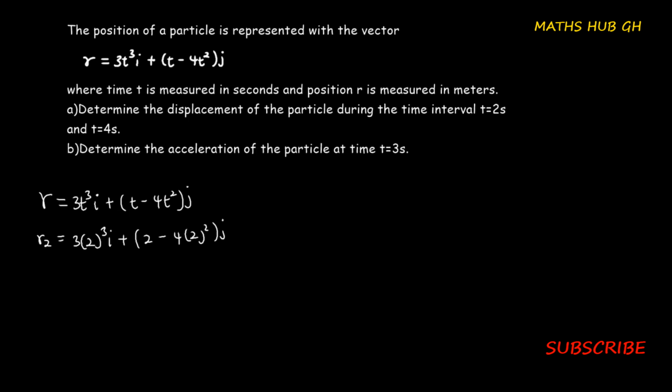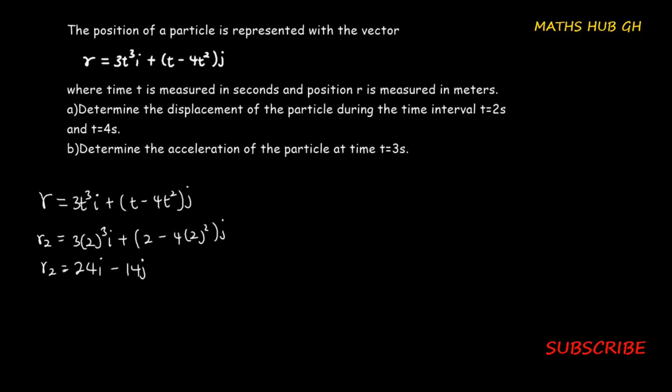Okay, so let's simplify this. When I do this, I'm going to have r2 equal to 3 multiplying 2 cubed, that gives us a value of 24. So I'm going to have 24 i. And then I'm going to do the same for the term in the bracket. So I'm going to have 2 minus 4 multiplying 2 squared, and that gives us a value of minus 14. So I'm going to have minus 14 j.